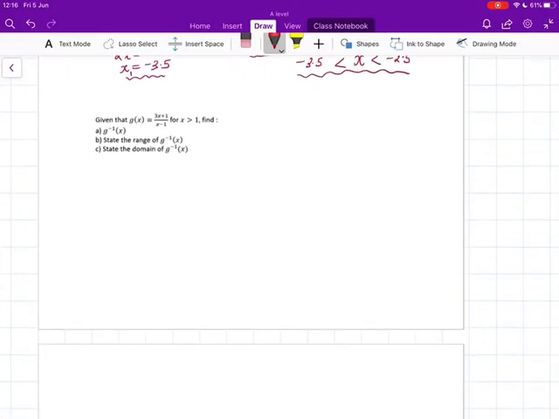Okay, g of x equals that function for x is greater than 1. Find the inverse function. So remember, for our inverse, we let y equal 3x plus 1 over x minus 1. And then we rearrange that to try and make x the subject.